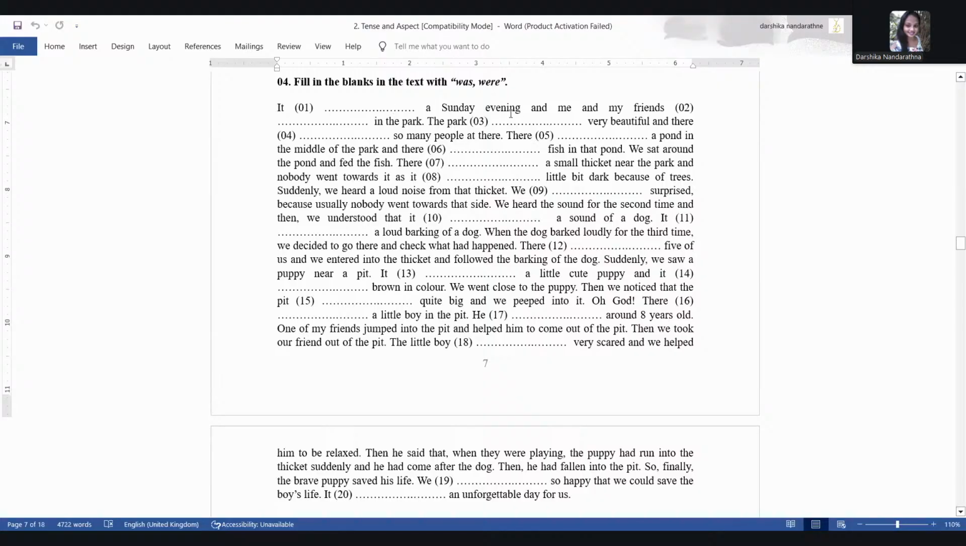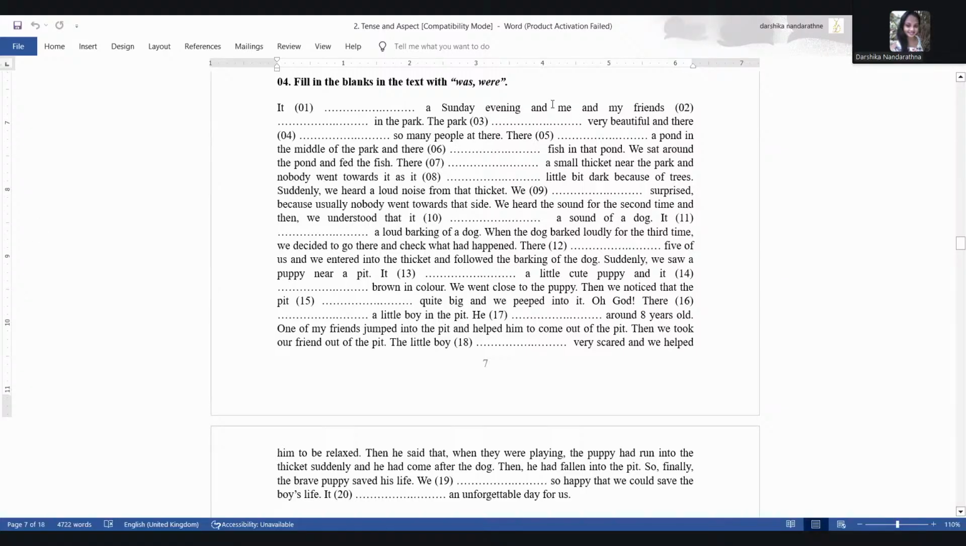It was a Sunday evening and me and my friends, me and my friends, a plural subject. Then were. We were in the park. The park, another singular subject. Was. The park was very beautiful and there were, Pute. There were so many people there. Then there was a pond in the middle of the park.